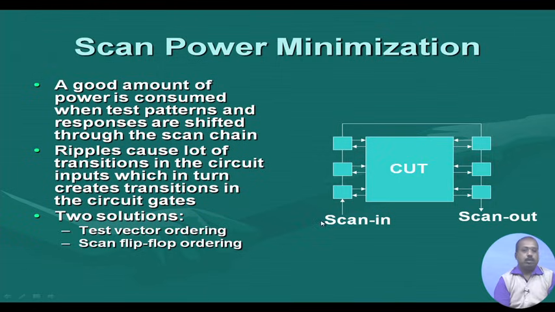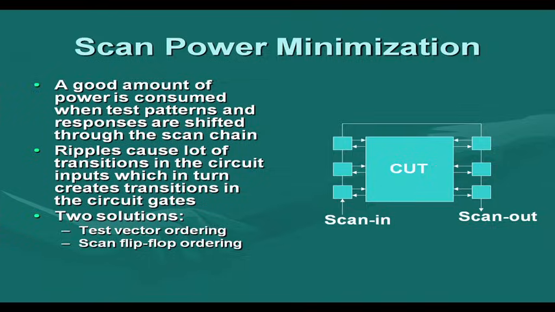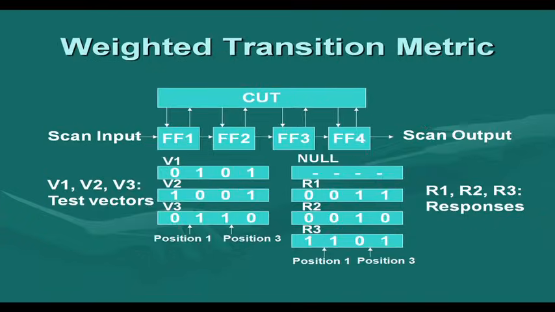So, what is the way out? Way out is we can do some test vector reordering or we can do some scan flip flop reordering. But whatever we do, the major problem that we have is the computational overhead, like we have to do a logic simulation for every scan shift. So, somehow we need to avoid that. So, what is done is we come out with something known as the weighted transition metric.